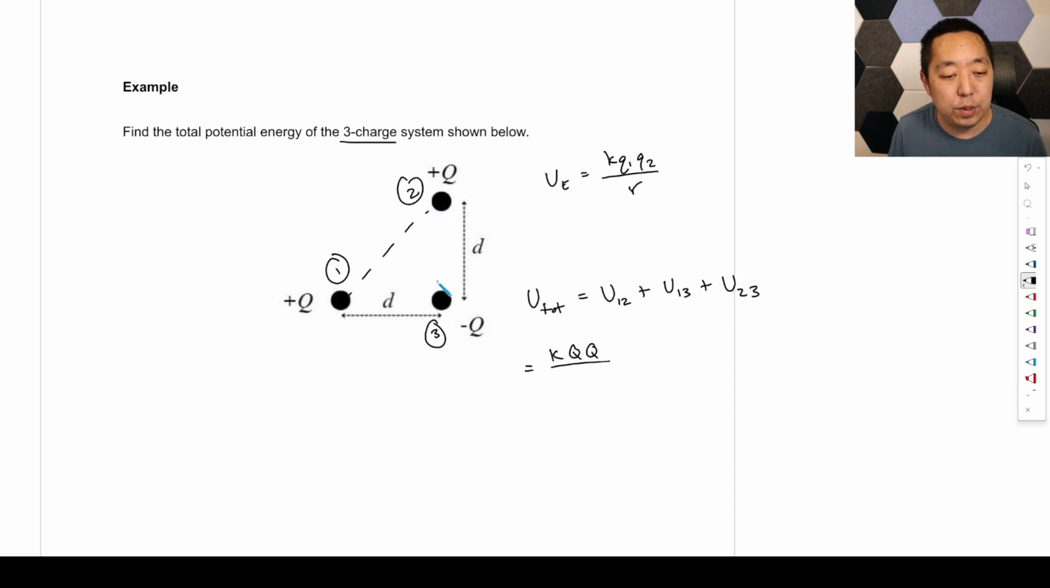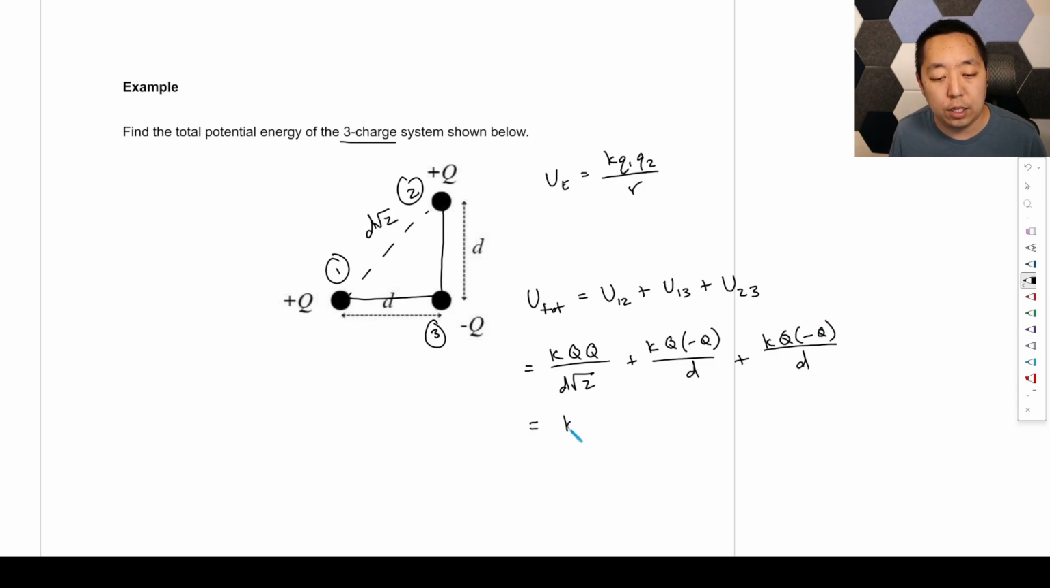Now the distance between them: this is D, this is D, this is D root 2. So this is going to be over D root 2, the distance between them. Okay, how about 1 and 3? That's going to be K, positive Q, this charge is negative Q, and the distance between them is D. And then between 2 and 3 is going to be Q and negative Q divided by D.